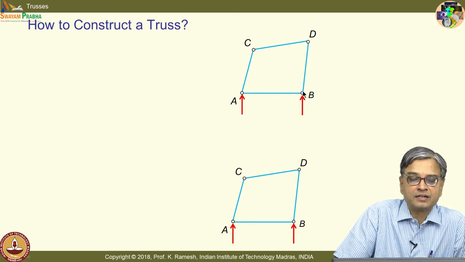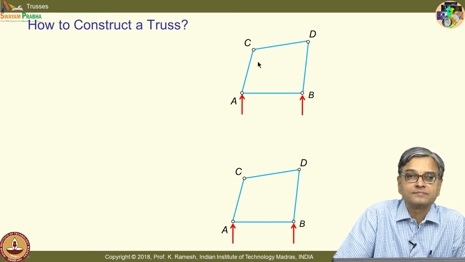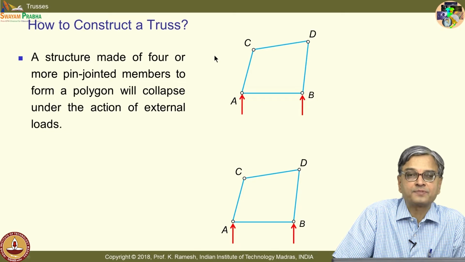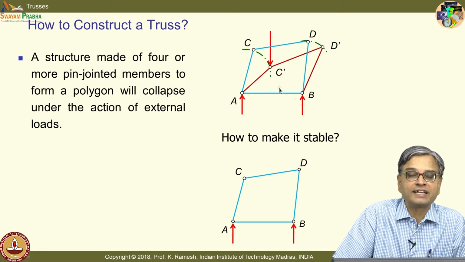I have 4 members here. As I told you earlier, when I put a circle, you recognize that you have a gusset plate which helps in connecting it, and no member is continuous through a joint. Suppose I apply a transverse load at C, what would happen to this? It would simply collapse like this. It cannot sustain a load.